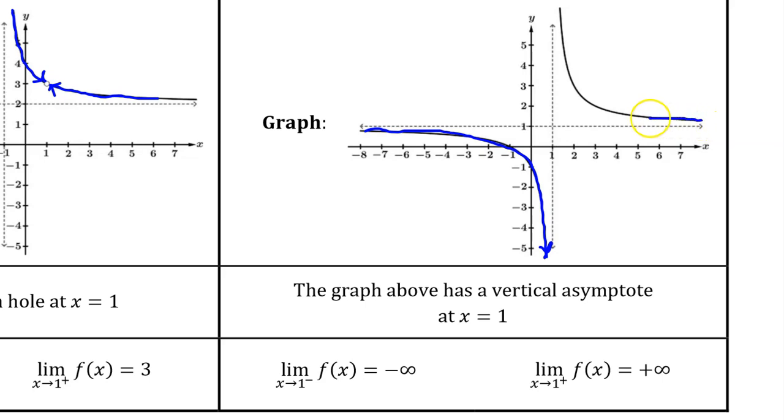As x approaches 1 from the right, f(x) increases without bound. So we say the limit as x approaches 1 from the right of f(x) is positive infinity.